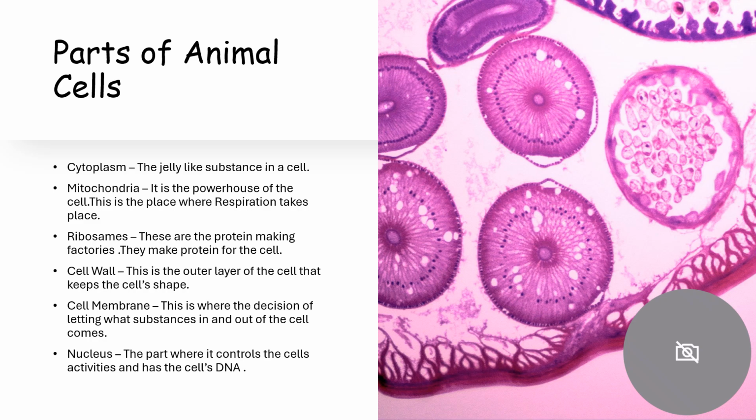Okay, let's continue. Ribosomes. These are the protein-making factories. They make protein for the cell. Cell wall. This is the outer layer of the cell that keeps the cell's shape. Cell membrane. This is where the decision of letting what substance in and out of the cell comes. Nucleus. The part that controls the cell's activity and has the cell's DNA.